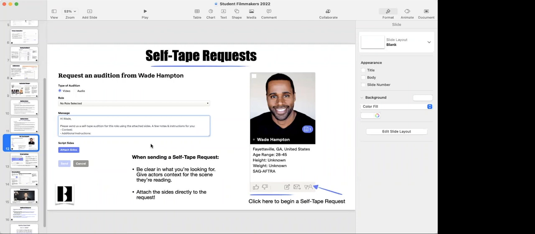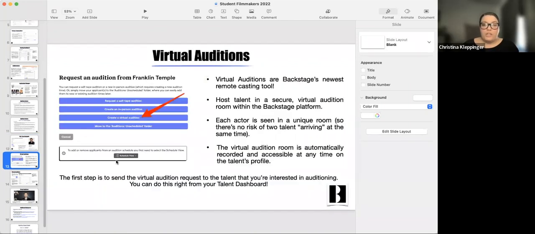Okay, perfect. Now, if you're using Backstage to cast, we do have a virtual audition tool. The way that works is you send out your casting notice, go through the actors who apply, whether you have them self-tape first or not. You can put all the actors that you like into your audition bucket and then set up a virtual audition schedule. I love this tool. I think it's incredibly helpful.